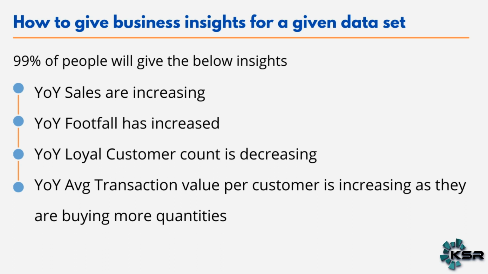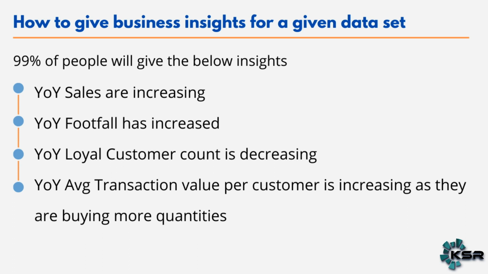ATV. ATV is nothing but average transaction value, that means how much worth of items customers are buying when they visit your store in one transaction. Visits, the number of times a customer visits your store. Quantity is the number of items the customer bought in the transaction. So after having this understanding of the data, let's try to give some insights.